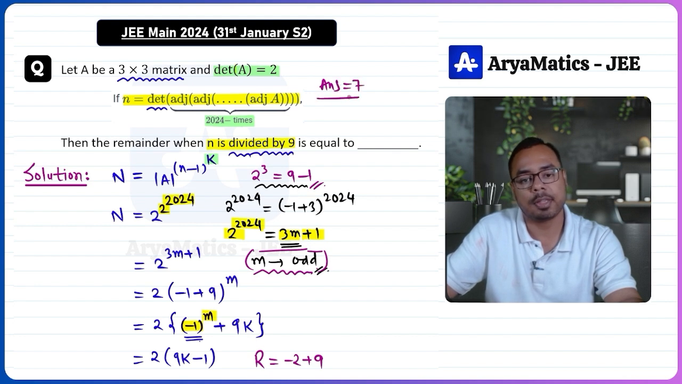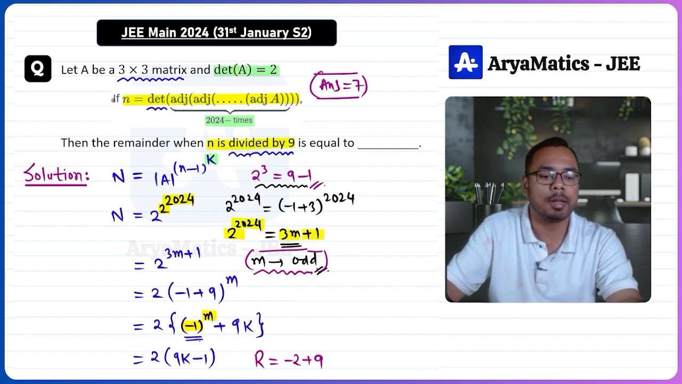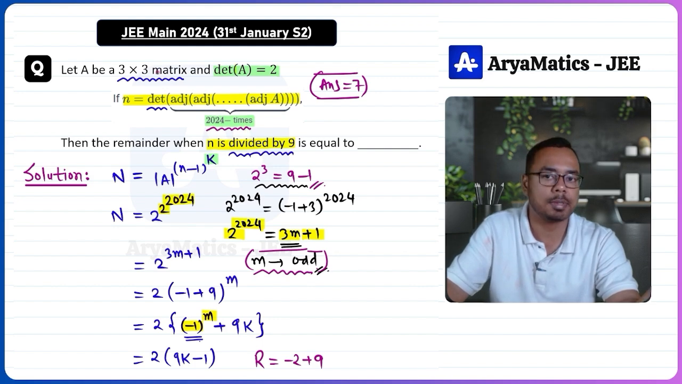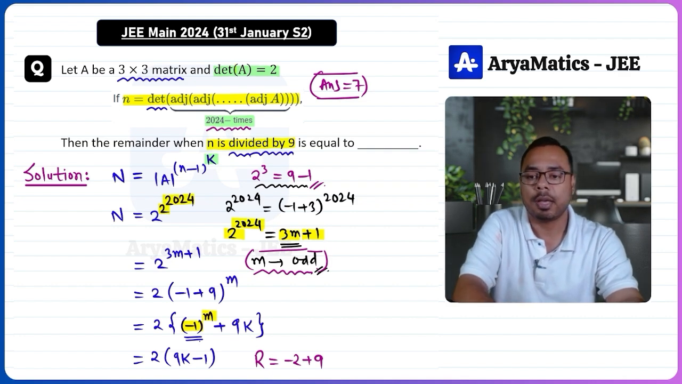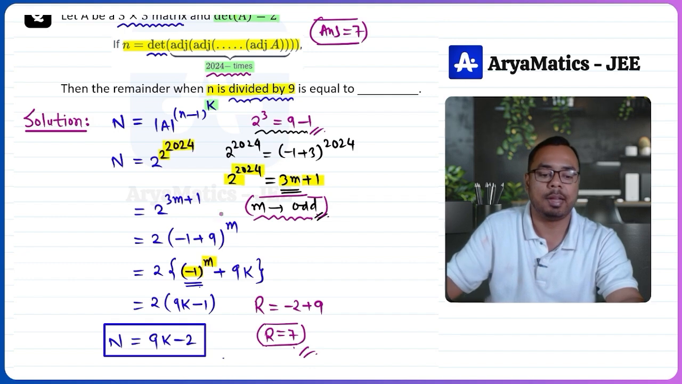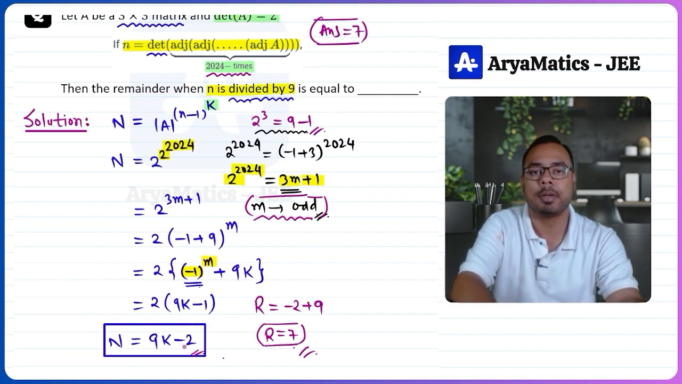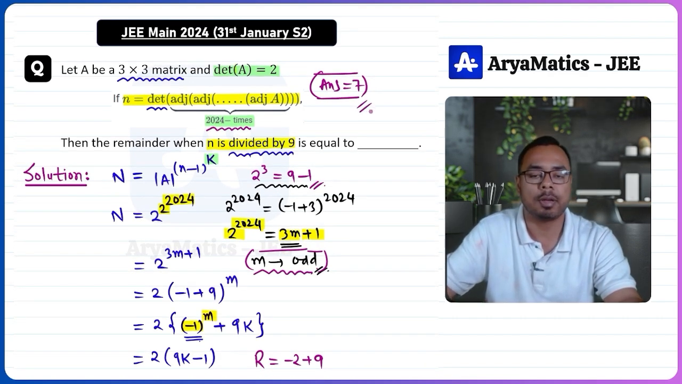So this was one very interesting problem from matrices and determinants, and it also has concepts from the binomial theorem. From matrices and determinants, this number N will be 2 raised to 2024, because the adjoint was taken 24 times and n is 3. Then first we wrote 2 raised to 2024 as a multiple of 3 plus 1, and after that, finally we got this number N as a multiple of 9 minus 2. If we divide this number by 9, the remainder will be 7. And therefore, the correct answer for this problem is 7.